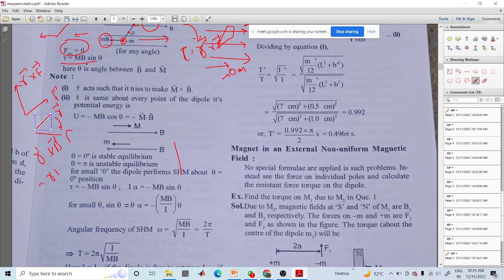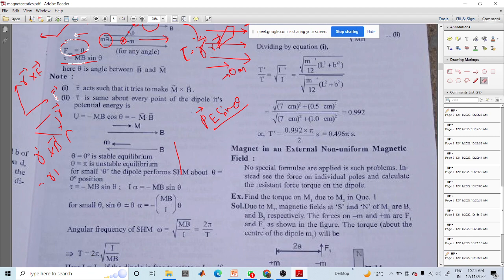If you think about the capital M, what is its value? Capital M is simply a dipole. If you compare with electrostatics, M is similar to the electric dipole P. Go to the chapter on electrostatics and you will find it there. If we have a dipole P and an electric field E, then the torque will be P cross E. Here it is the same thing, MB sine theta.